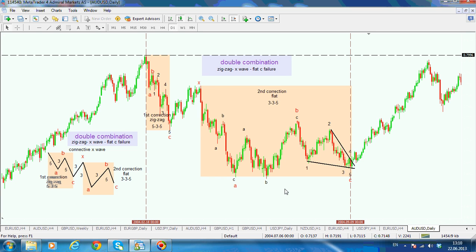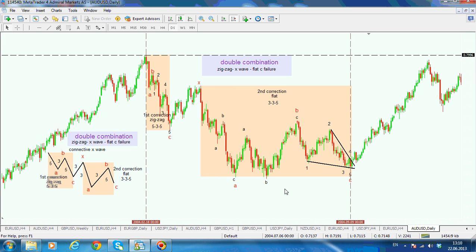Now what a C failure means? Well, a C failure means that the C wave of the flat fails to retrace the whole length of the previous B wave, and that makes the case that this is by itself a powerful reversal pattern or structure, not to mention that it's already being part of a double combination.